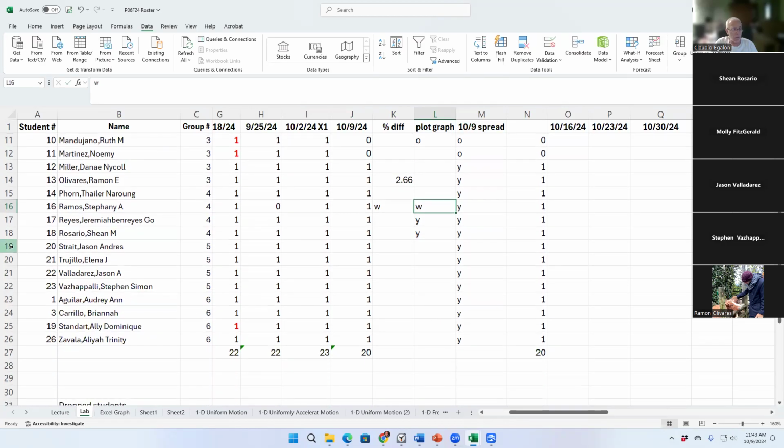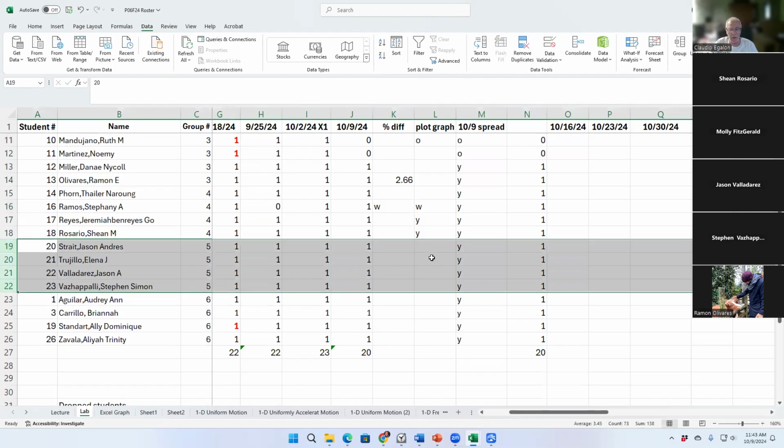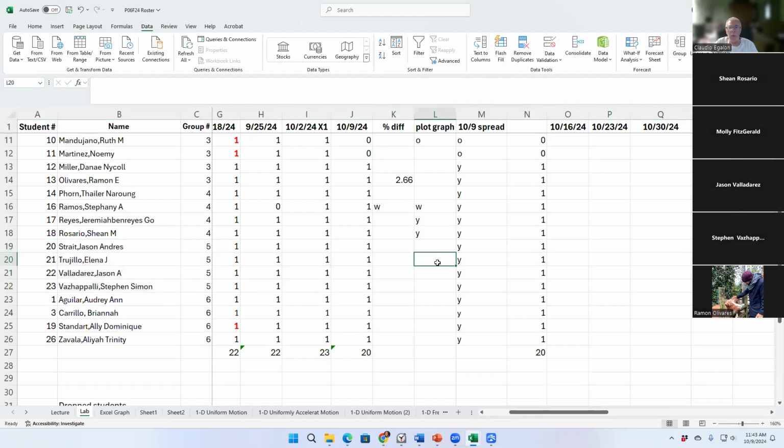And let's see, someone in group number 5. Here you go. Elena, did you plot your graph, Elena? I have not yet, but I'm working on it. Okay, I'll put here working. Now, someone in group 6, Ali.